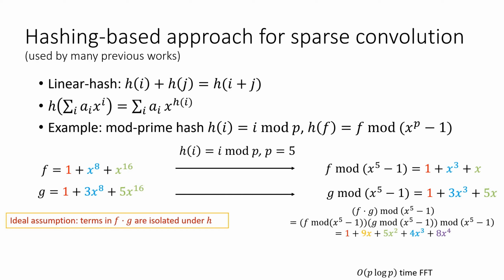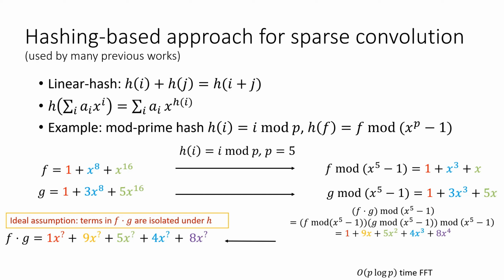Then suppose we make an ideal assumption that the terms in f times g are isolated under the mod prime hash h. That is, there are no two different terms that are hashed into the same term. Under this assumption, we know that the original answer f times g before the hashing should also have the corresponding terms with the same coefficient with possibly different exponents.